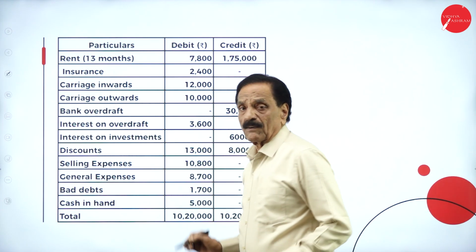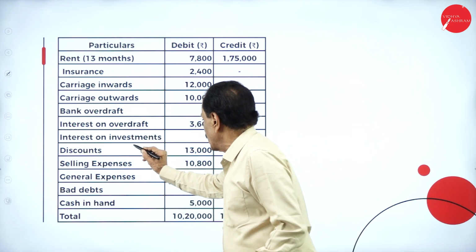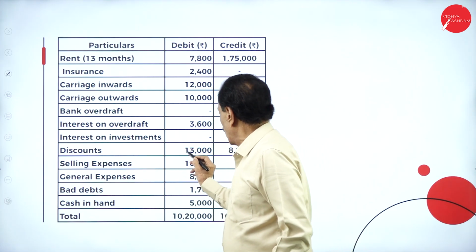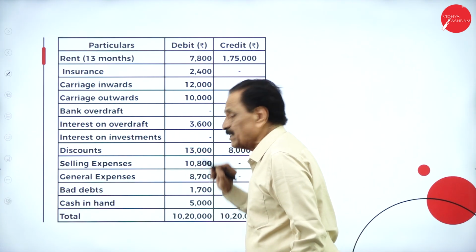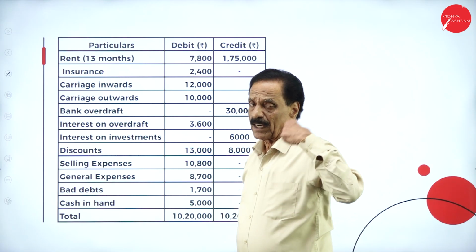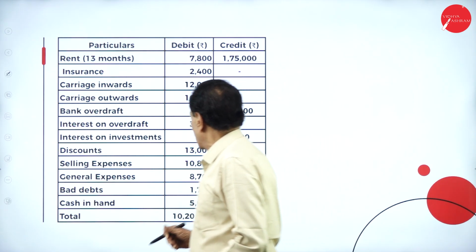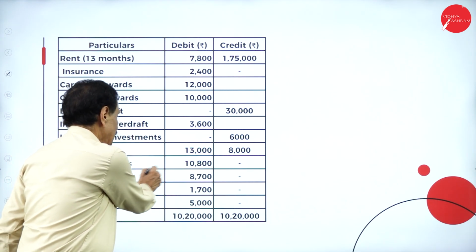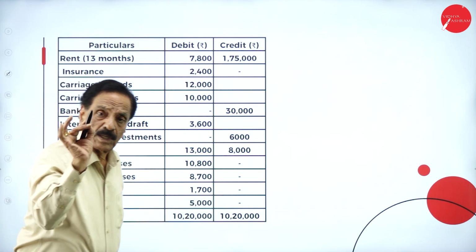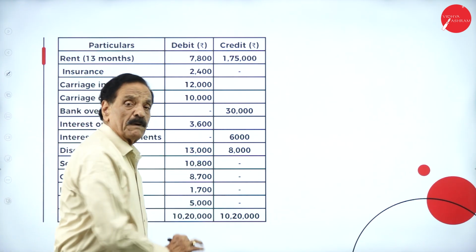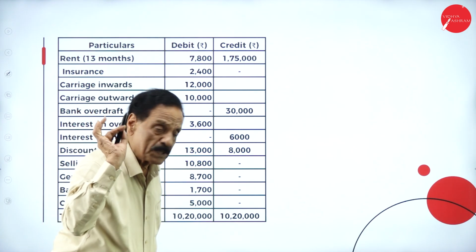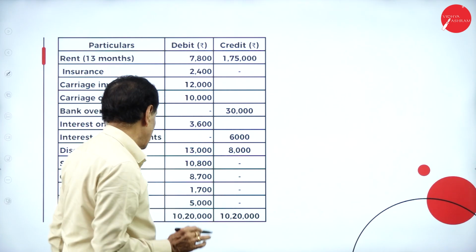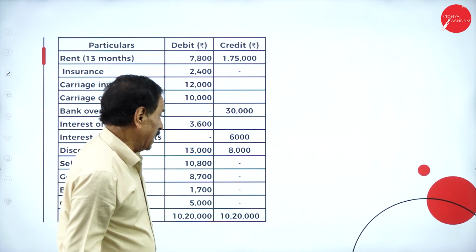Interest on overdraft is an expenditure. Interest on investment is again profit and loss account. Discount allowed is a loss. This 13,000 is a loss, profit and loss account debit side. 8,000 is again profit and loss account credit side. Selling expenses, profit and loss account debit side. General expenses, profit and loss account debit side. Bad debt is a loss, profit and loss account debit side. Cash in hand is an asset.